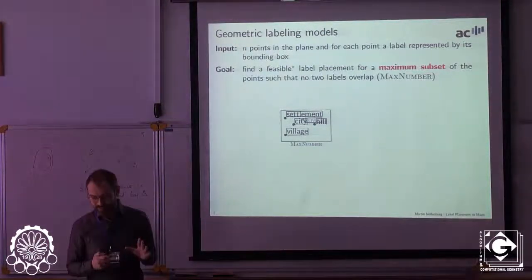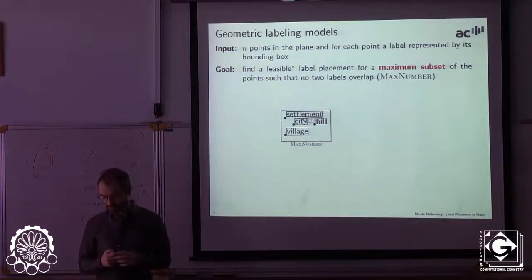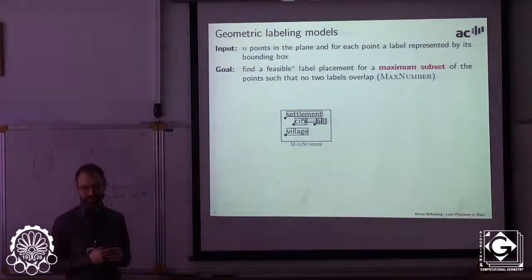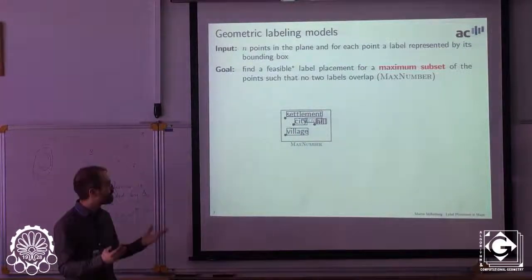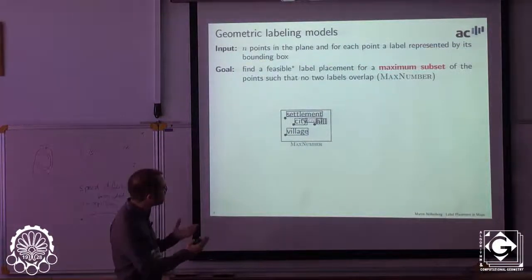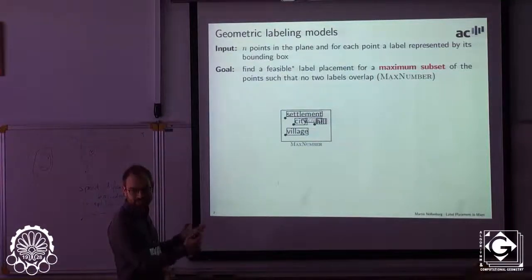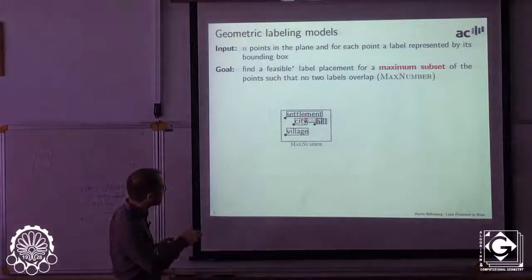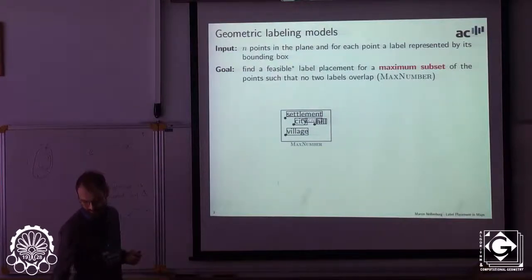The goal now is to find a feasible label placement, and there's a little star because we have to explain what feasible means. For example, for a maximum subset of the points, so that no two labels overlap. Just imagine this as a kind of maximization problem where you want to put as much information as possible, leaving out some cities, because if you have a situation like that one where there's just not enough space to put all the labels, then maybe you can only label 4 instead of 5.